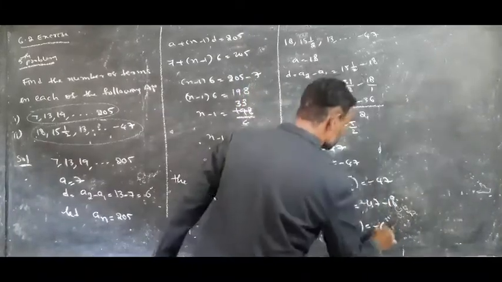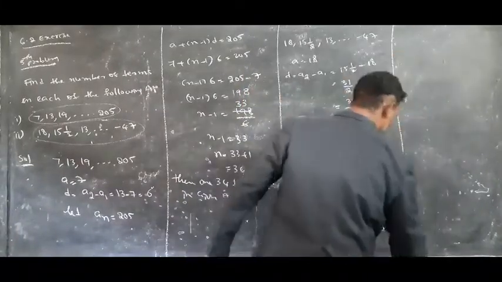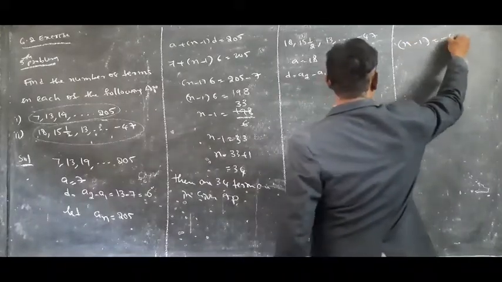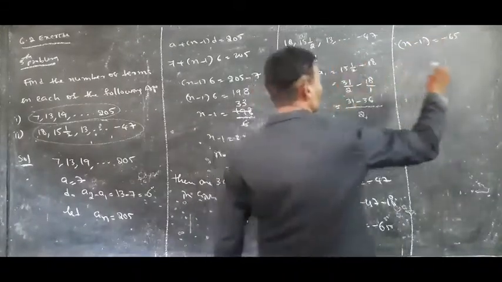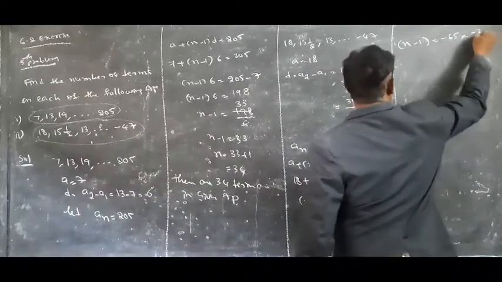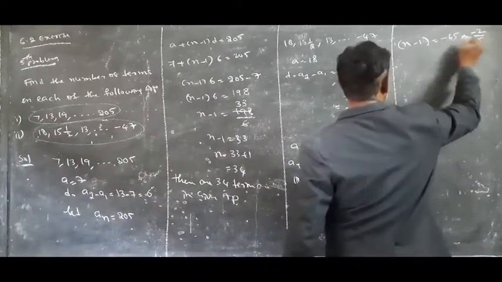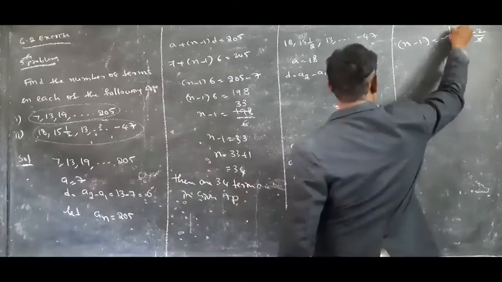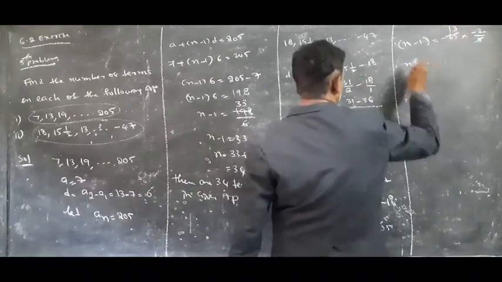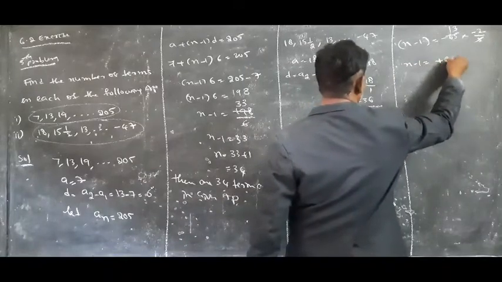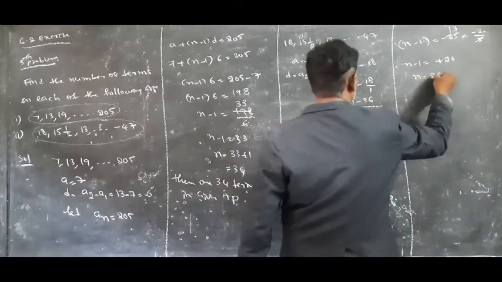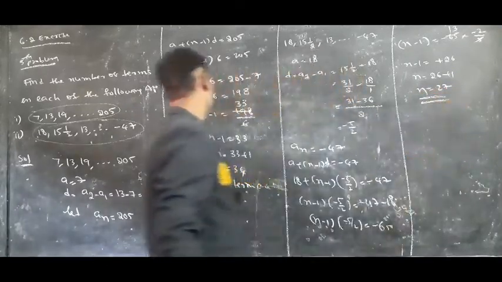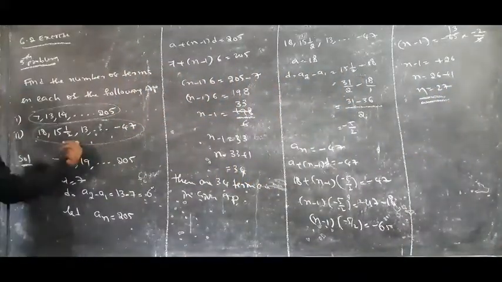So -65. It means n - 1 = -65 × (-2/5). Minus and minus is plus. 5 ones are 5, remaining 1, 5 threes are 15. n - 1 = +26. Then n = 26 + 1 = 27. So in this series there are 27 terms.